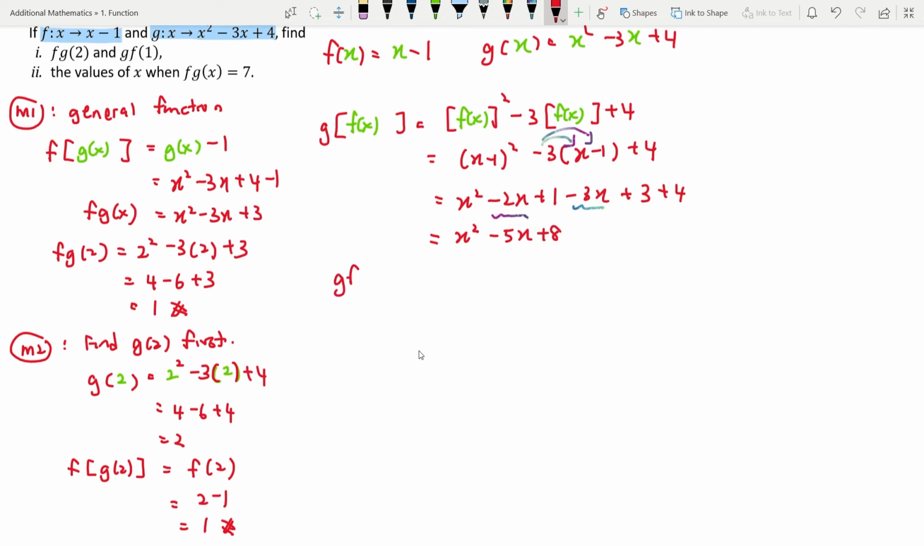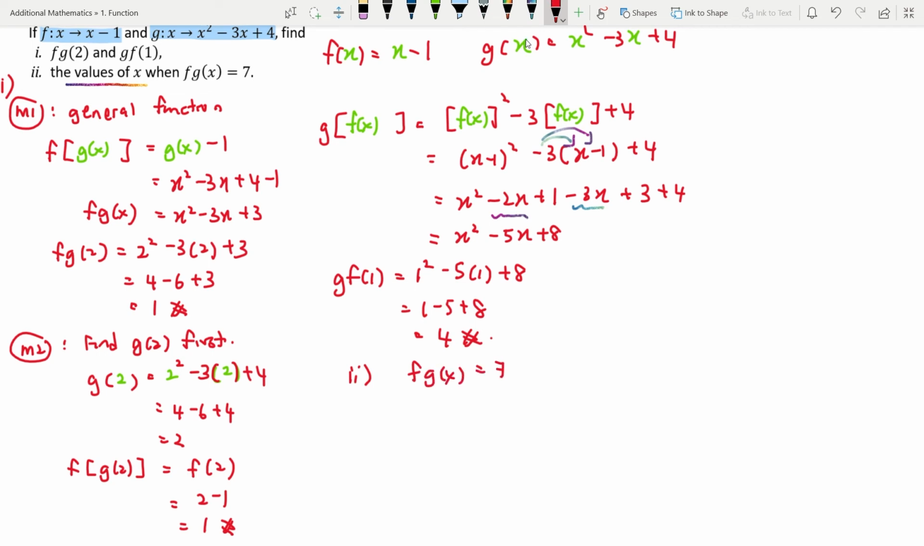To get g of f(1), substituting the 1 into the x, we get 1 squared minus 5 times 1 plus 8. 1 minus 5 plus 8, 4. For the second part, we are asked to find the values of x when fg(x) equal to 7. We have a hint here, find the values of x, so later on we'll get more than one answer. fg(x) equal to 7. We already obtained a general formula for fg(x), which is this.